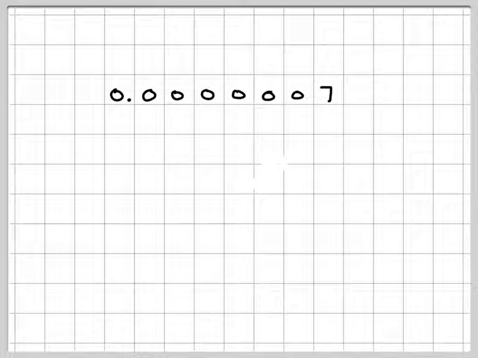Right, let's look at writing very, very small numbers in standard form.